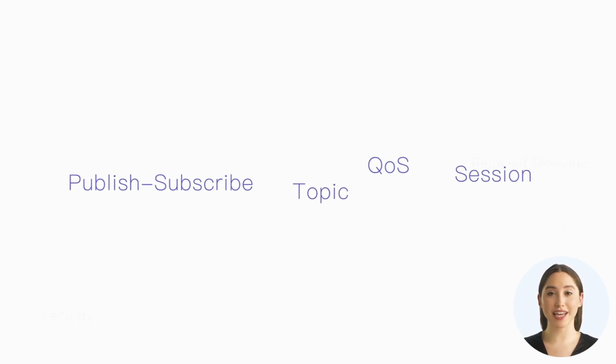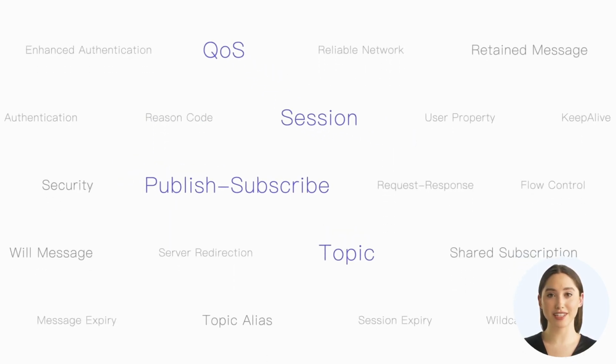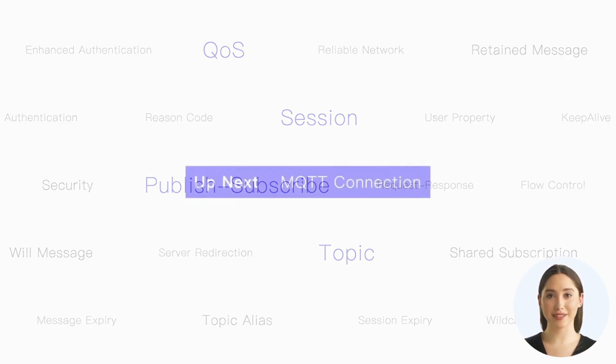Publishing and subscribing, topics, QoS, and sessions together constitute the core of MQTT. Built around this core, MQTT also provides features such as retained message, will message, shared subscription, and topic alias for IoT applications. In the upcoming lessons, we will delve deeper into these core concepts and advanced features.